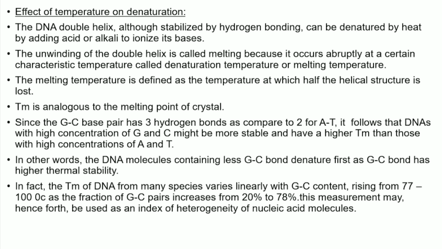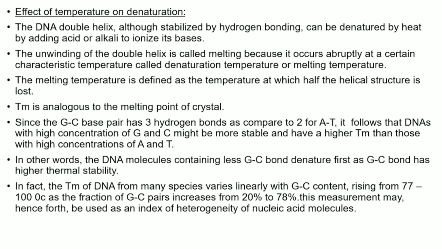The melting temperature is analogous to the melting point of crystals. Since the guanine and cytosine base pairs have three hydrogen bonds as compared to two for adenine and thymine, it follows that DNAs with high concentration of guanine and cytosine might be more stable and have a higher Tm than those with high concentration of adenine and thymine.